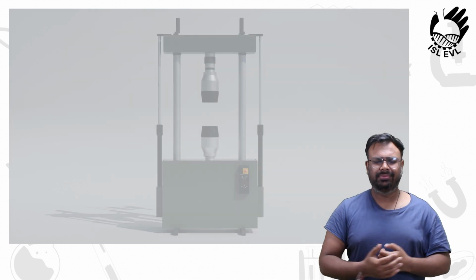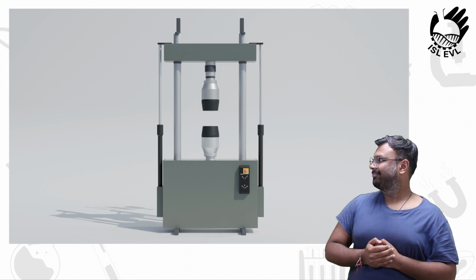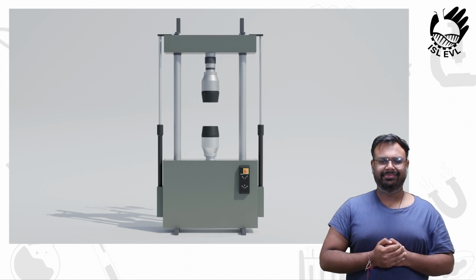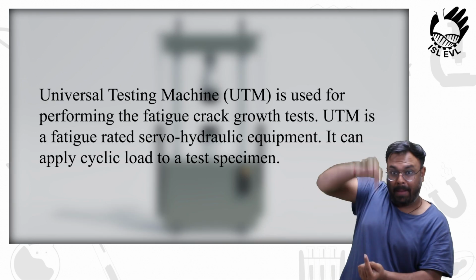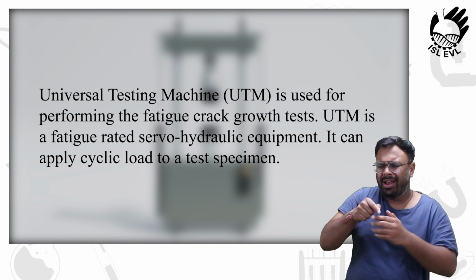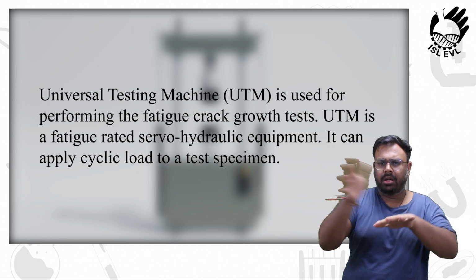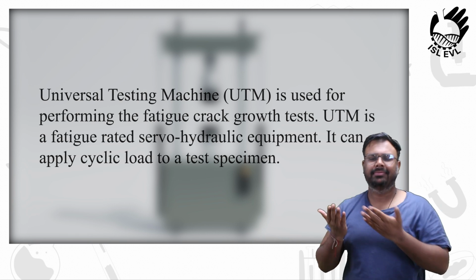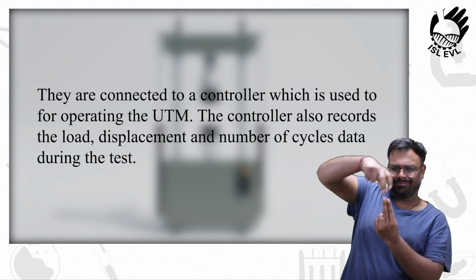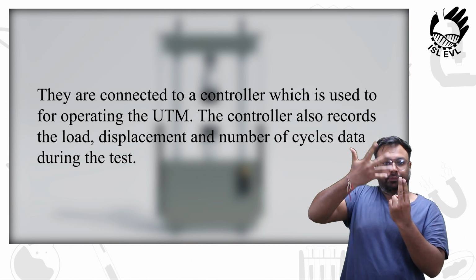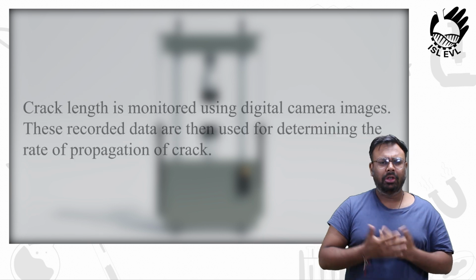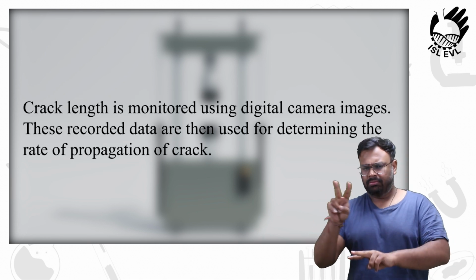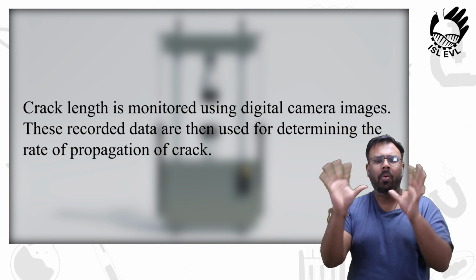Equipment. Universal Testing Machine, UTM, is used for performing the fatigue crack growth tests. UTM is a fatigue-rated servohydraulic equipment. It can apply cyclic load to a test specimen. They are connected to a controller which is used for operating the UTM. The controller also records the load, displacement and number of cycles data during the test. Crack length is monitored using digital camera images. These recorded data are then used for determining the rate of propagation of crack.